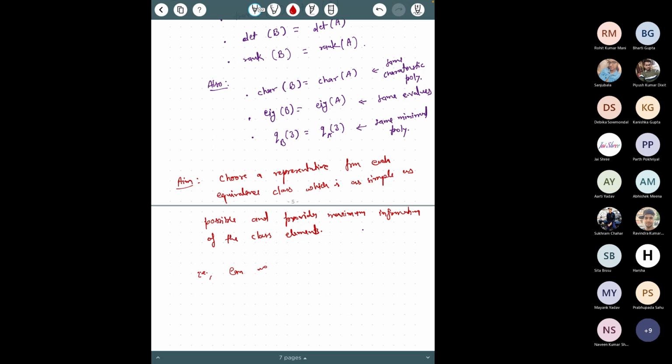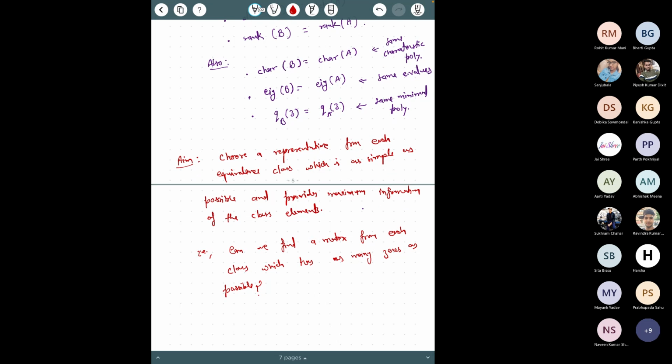Okay. So the question for matrices we can ask in this way: can we find a matrix from each class which has as many zeros as possible? So the best possible we can ask is the diagonal matrix. Can we find a representative for each of these subclasses as a diagonal matrix? This is the aim we are targeting, but whether we can do this or not, that we'll answer. Okay. So this is for matrices.